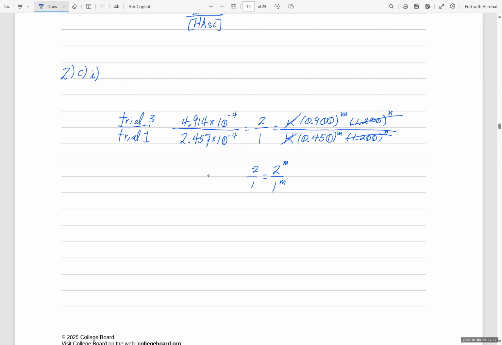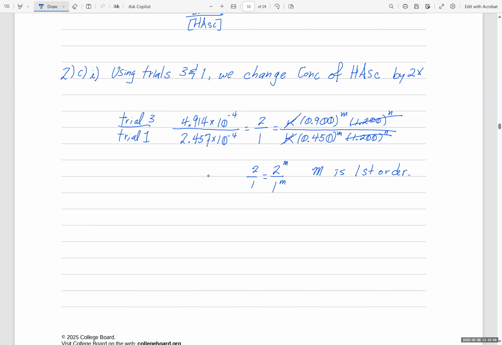And what do we know about this? We know that m is first order, right? So I don't know if we need to actually explain it. I think this is more than enough. I'm just going to write: using trials 3 and 1, we change the concentration of HASC, I think that's it, right?